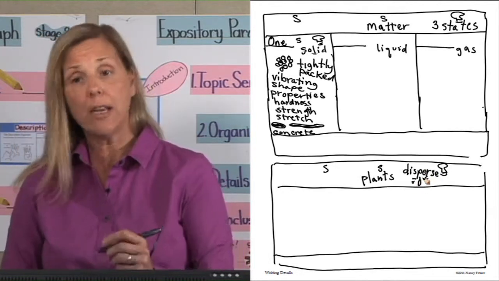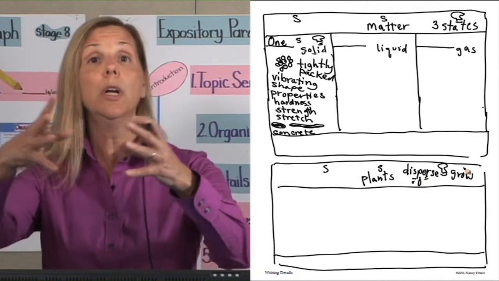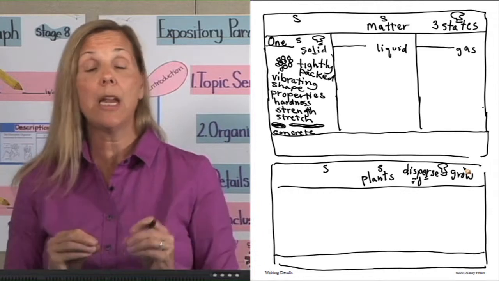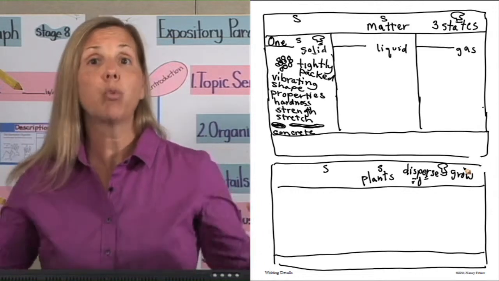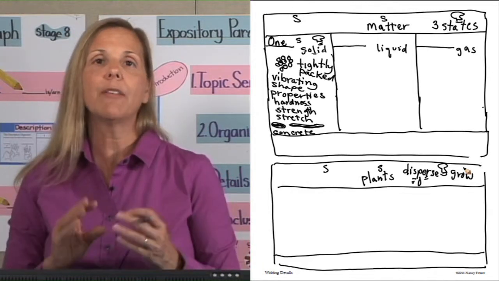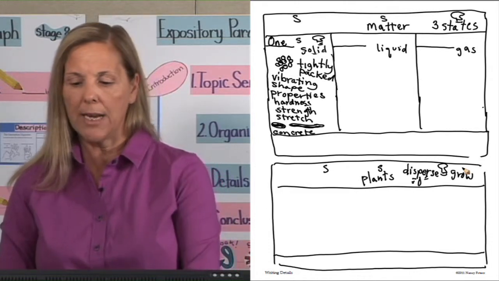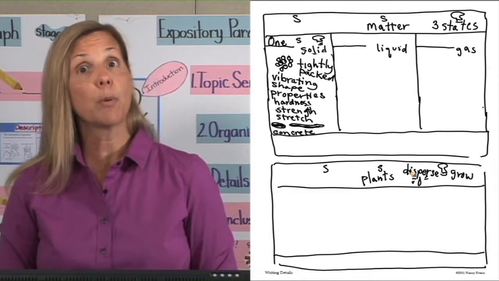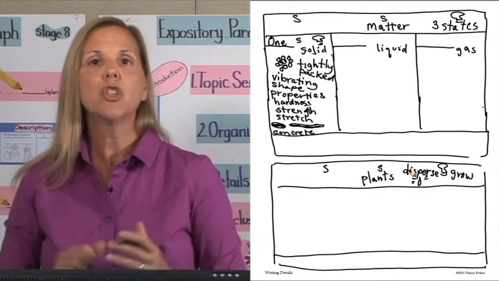And why do they do that? Because in order to grow, they need more room, more light, more minerals, and they can't have their seeds nearby the mother plant. There's not enough room, so plants have to have ways to disperse their seeds so they can have enough light, minerals, and room to grow. So our big idea is plants disperse their seeds in many different ways so they have room to grow.